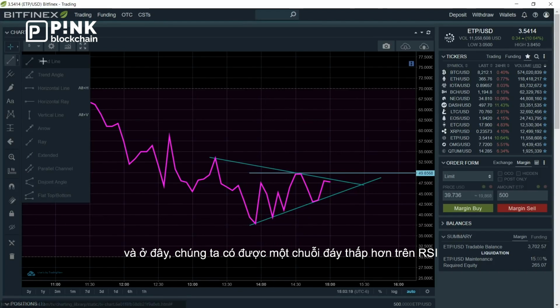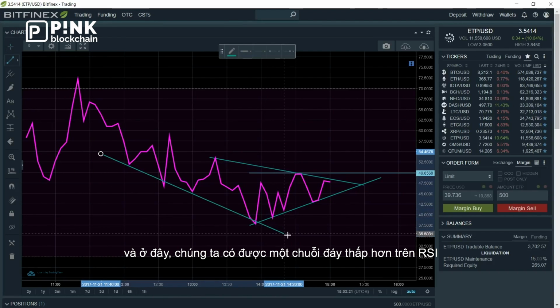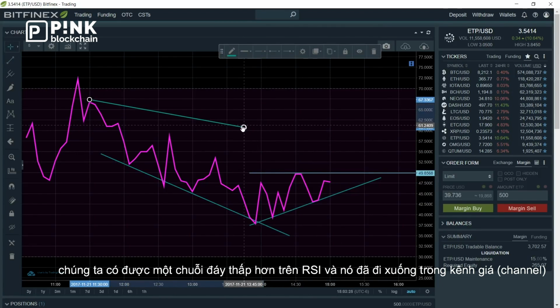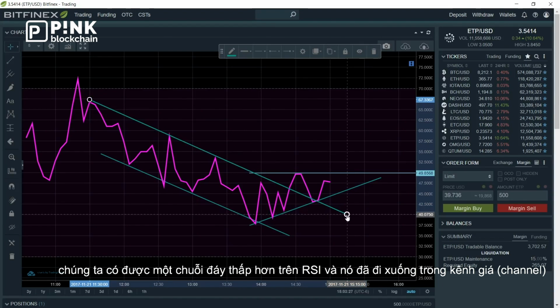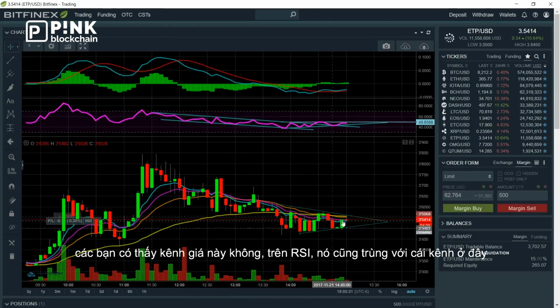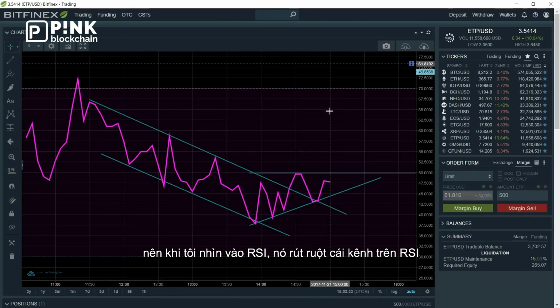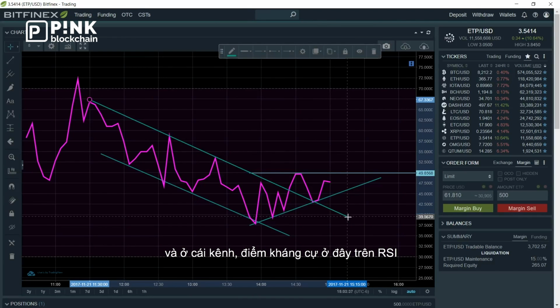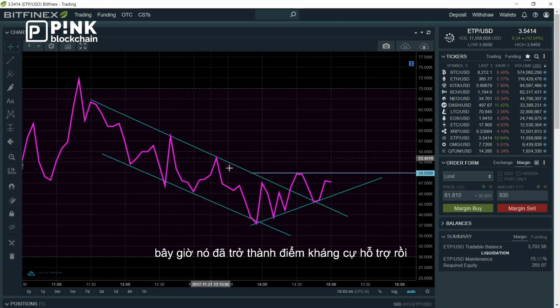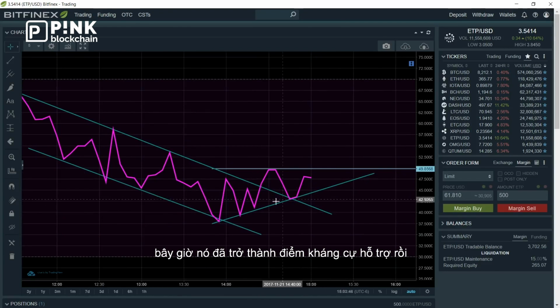So here we got our series of lower lows on the RSI, right? Here we're getting our series of lower lows on the RSI, and it came down in a nice channel. Do you guys see this channel in the RSI, which also coincides with this channel right here as well? So when I look at the RSI, it broke out of the channel, and this resistance right here on the RSI now becomes a support, okay? And now we're challenging this just like that.